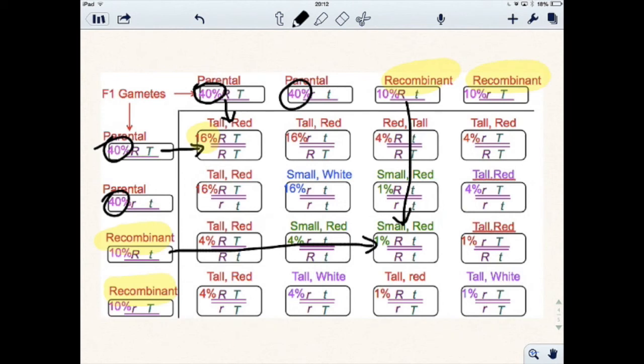Their likelihoods are multiplied, and this gives 1% in this case, 1% in this case. And then, of course, let's observe what happens when a parental and a recombinant gamete fuse. 40% multiplied by 10% gives 1%. This demonstrates how Mendelian genetics is skewed by recombination.